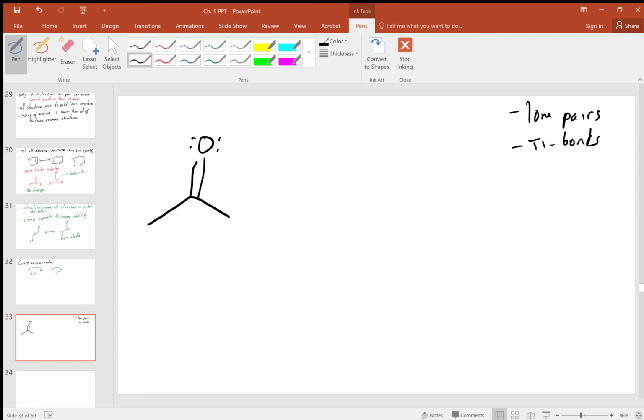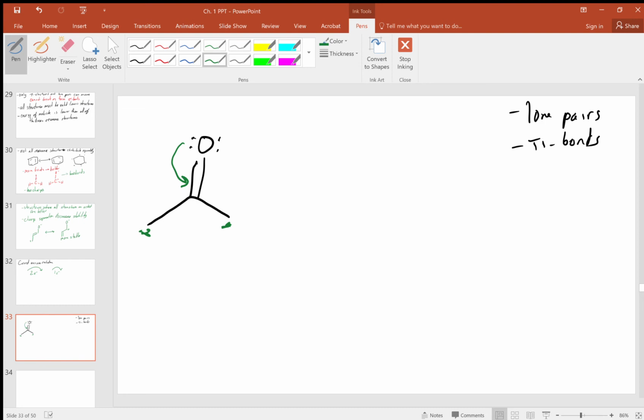Well, on the oxygen. Where can they go? Well, they can't go to this carbon or to this carbon or any of the hydrogens because that would create a new sigma bond. And once we create new sigma bonds, we're not dealing with resonance anymore. So we can try moving them to the carbon that they're already attached to.